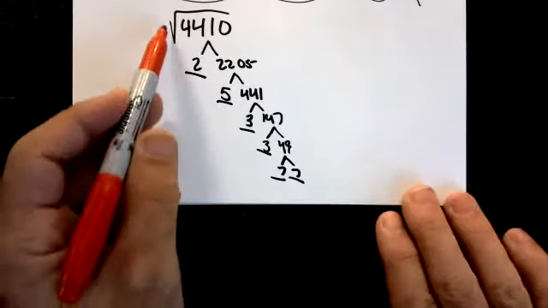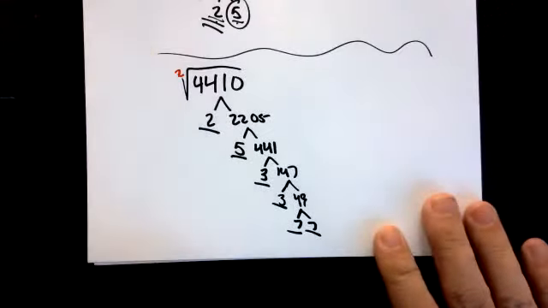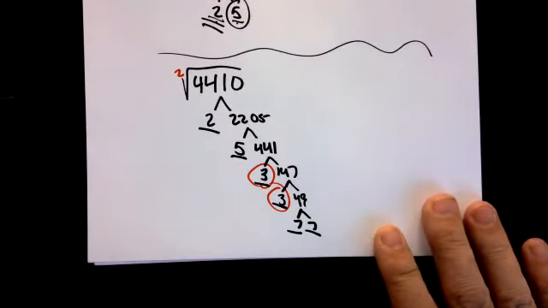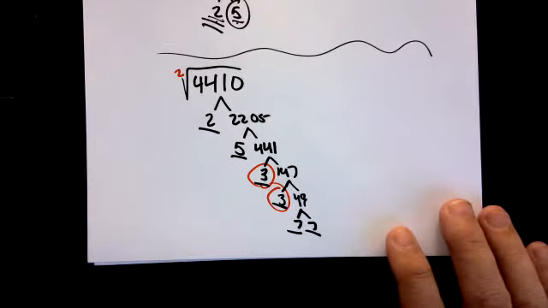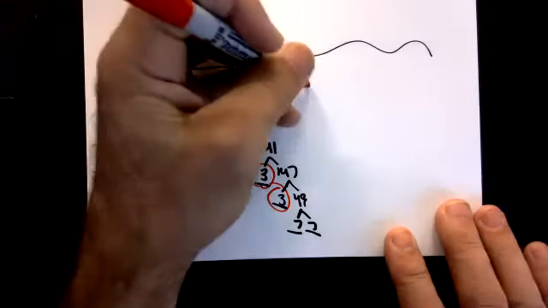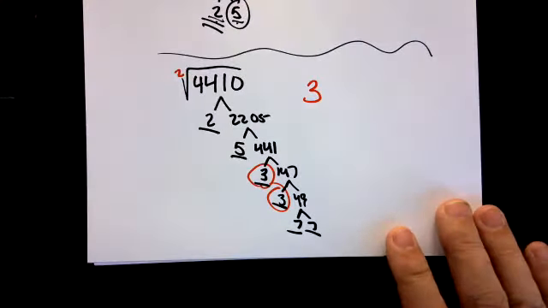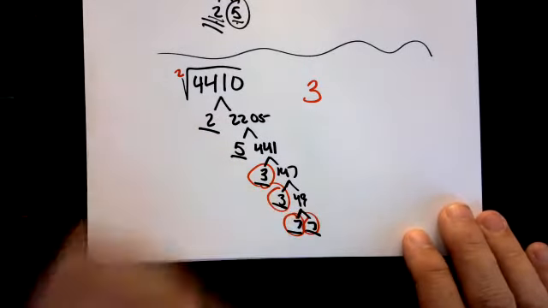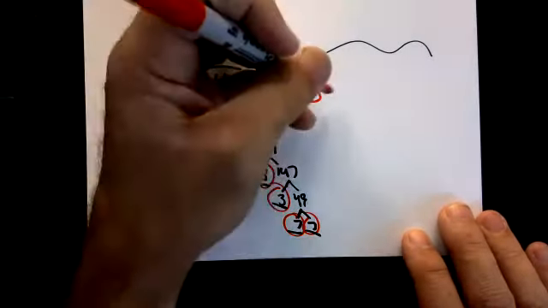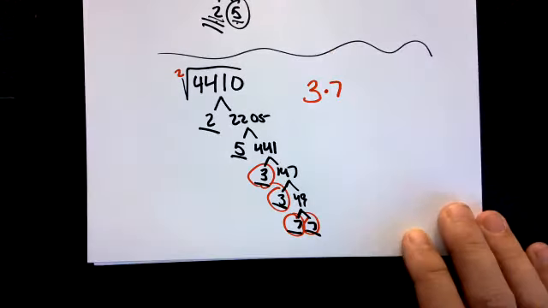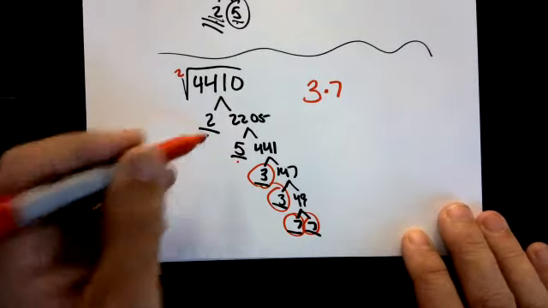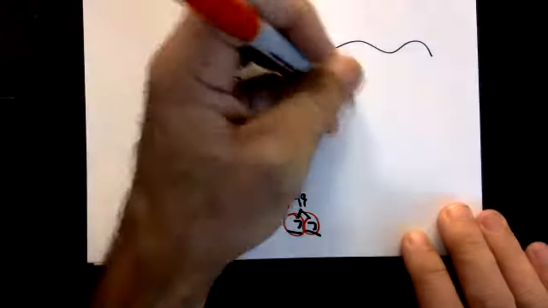Anyway, again, with a square root, I'm looking for pairs. For example, I have a pair of 3s. So that would go out in front. I have a pair of 7s. That would also go out in front. Then my poor 5 and 2 that don't have any buddies, they're left over inside.